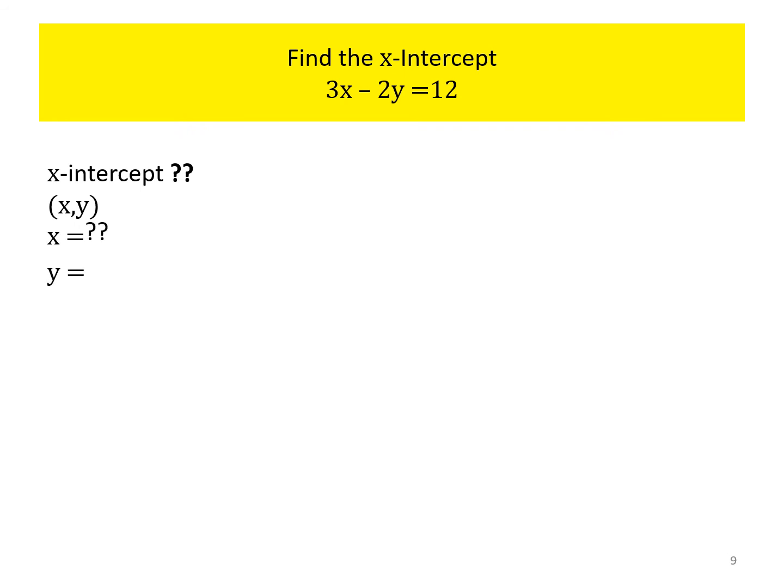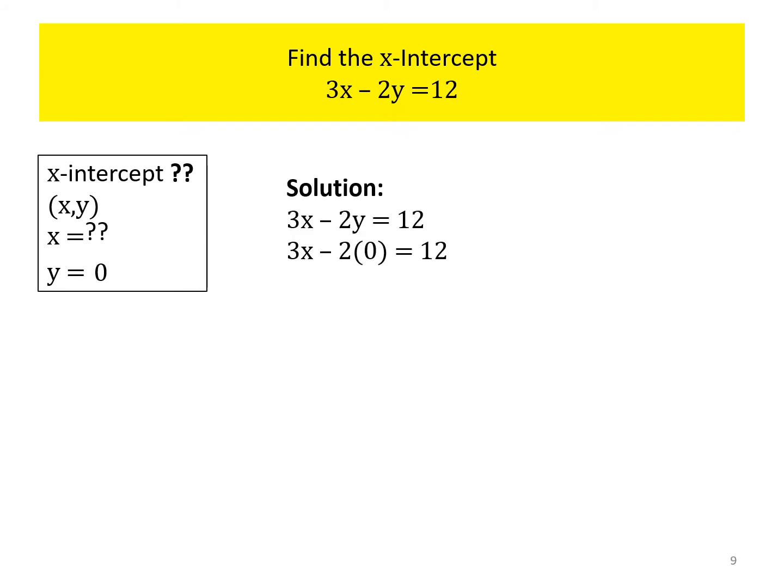Now the x is the question mark because that's what you're looking for. So you're going to set y to be 0. Now you're going to take this and substitute it into the original equation. The y here is 0. And you're going to come up with the answer of x equals 4.